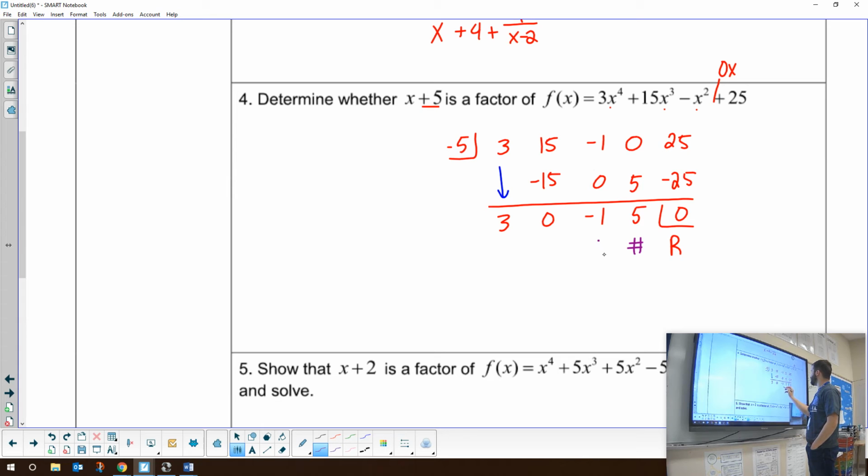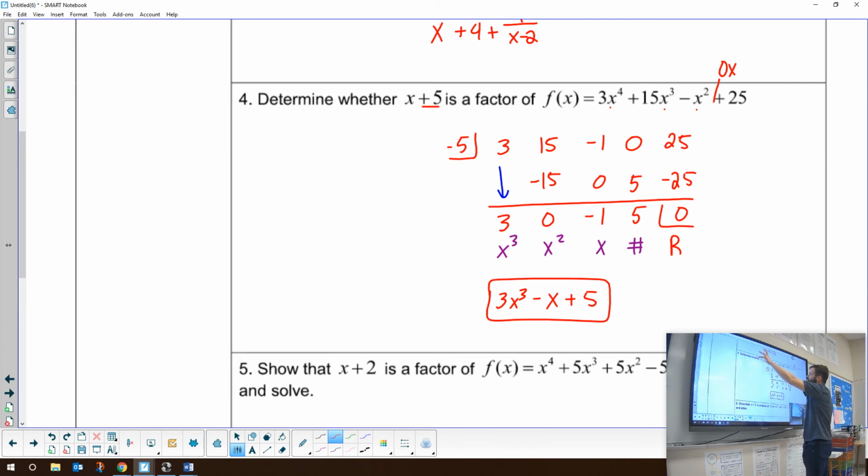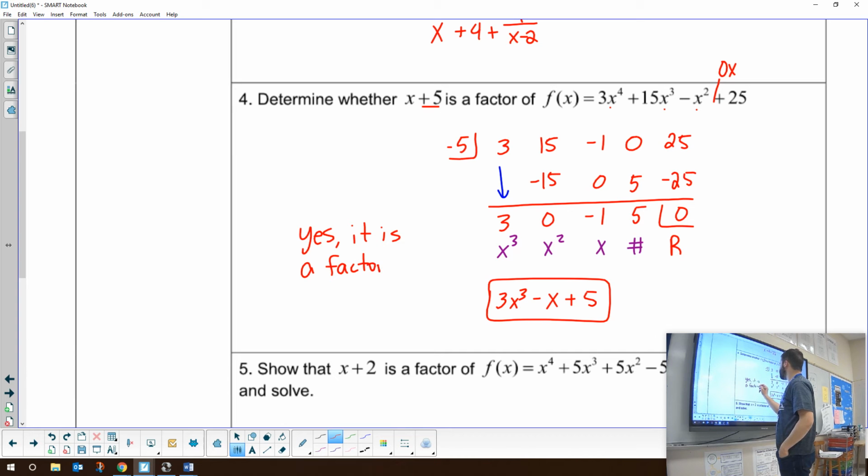This is my x, this is my x squared, this is my x cubed. So whenever I write my answer, it's going to be 3x cubed, no x squareds, minus 1x, plus 5, and then there is no remainder, so that's my answer. And it's saying determine whether it's a factor. Okay, easy stuff. Yes, it is a factor because there is no remainder.